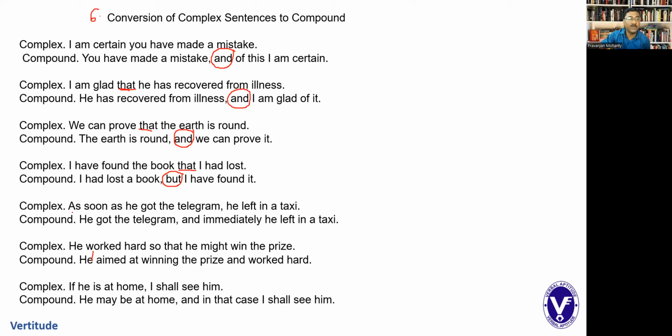As soon as he got the telegram, he left in a taxi. He got the telegram and immediately he left in a taxi. He worked very hard so that he might win the prize. He aimed at winning the prize and worked hard. If he's at home, I shall see him. He may be at home, and in that case, I shall see him.